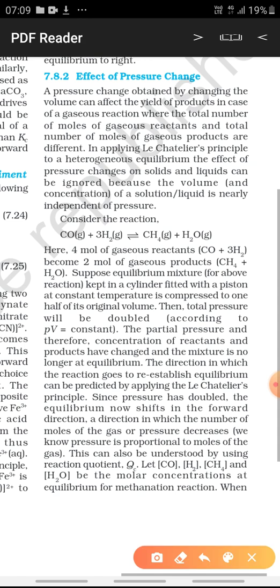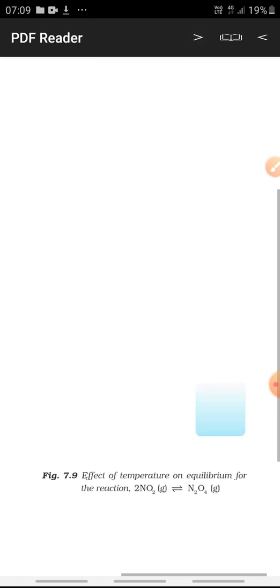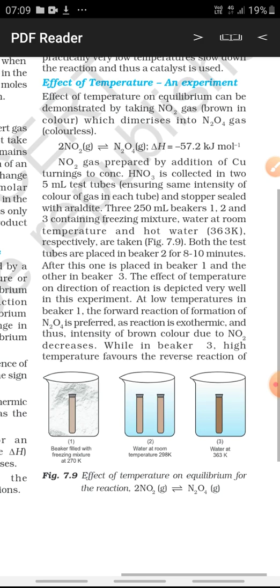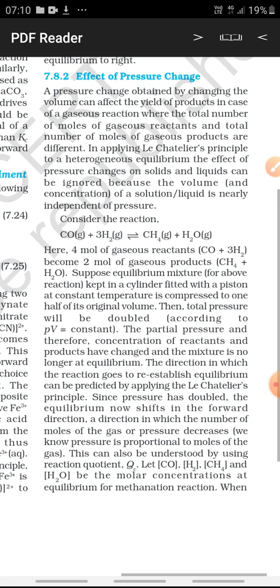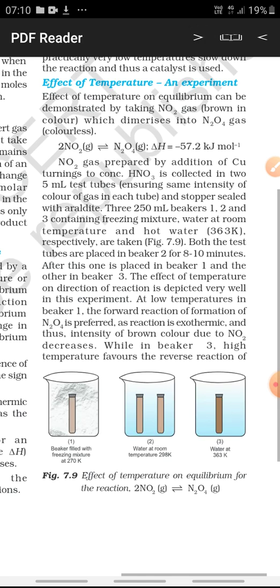So, for such a reaction, where this side we have 4 moles and this side we have 2 moles, if we increase the pressure, the reaction will go towards the lesser number of moles, so the pressure will decrease. If we decrease the pressure, the reaction will go towards the greater number of moles to increase the pressure. Now children, the effect of change of volume is just the reverse of this. If we increase the volume, the reaction will go towards more number of moles. If we decrease the volume, the reaction will go towards the lesser number of moles.